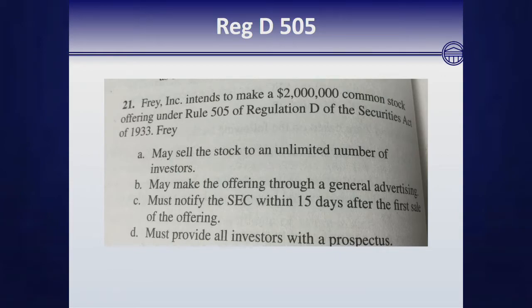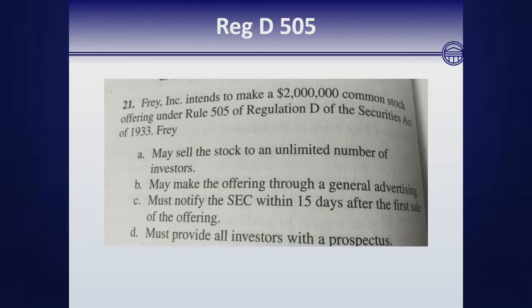Well, let's look and see why the others wouldn't be your answers. So A, may sell the stock to an unlimited number of investors, and the answer is no, you may only sell up to 35 unaccredited investors under this exemption.